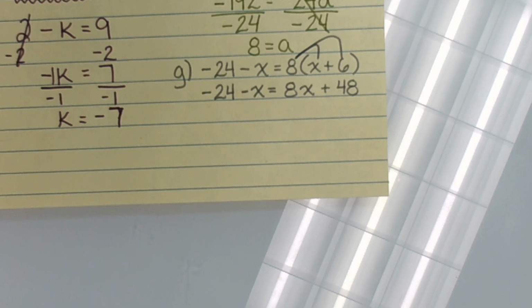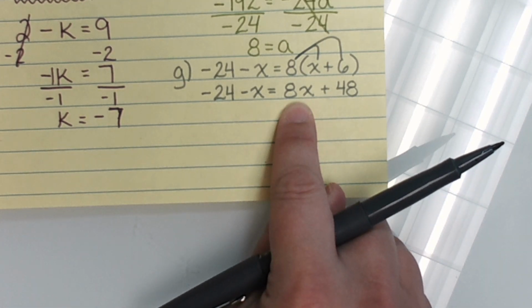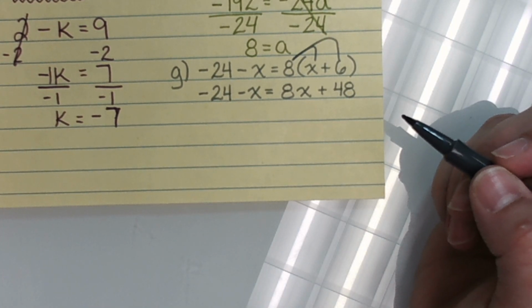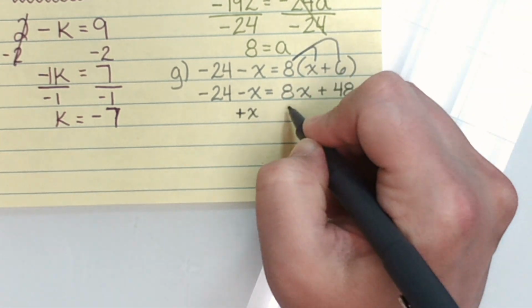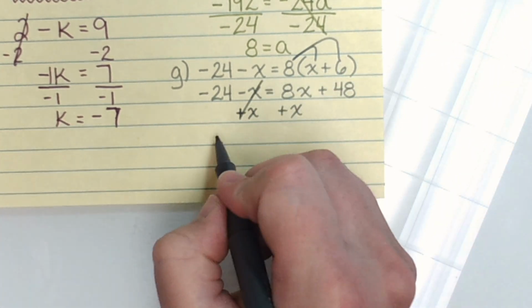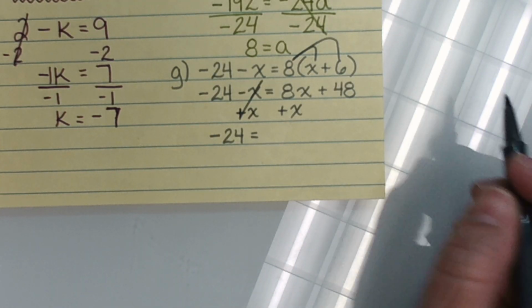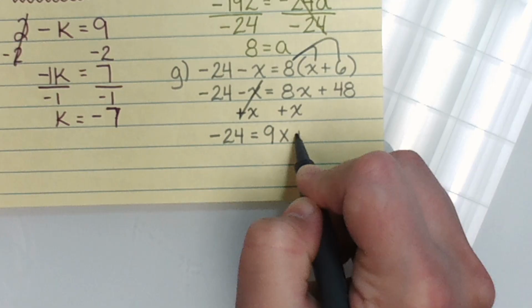How do I get this negative x and that 8x together? Add the x. You can add the x. Essentially, just like any other adding and subtracting, you're trying to cancel things out. Since it's minus x, you can add x. Or the other option is, how would you move the 8x if you chose to move that one? Minus 8x. Doesn't matter which one you do. I prefer add the x. I like positive numbers. Negative 24 equals, what is 8x plus x? 9x, because it's got the invisible 1.